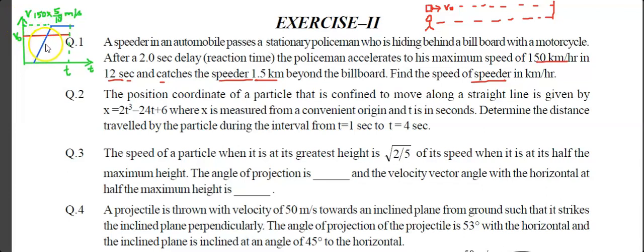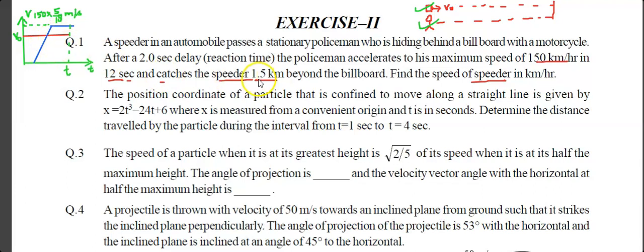Okay, and now we will say that if it is being caught, that means the displacement covered by this person and the displacement covered by this spider must both be equal. That means the area under the graph must be equal. So the area under this red curve as well as the area under this blue curve must be equal. That's what we can say.